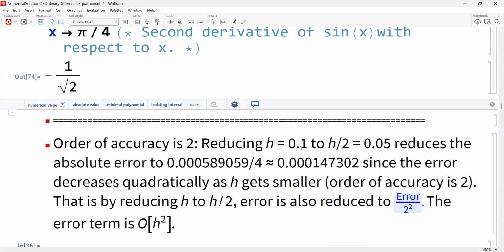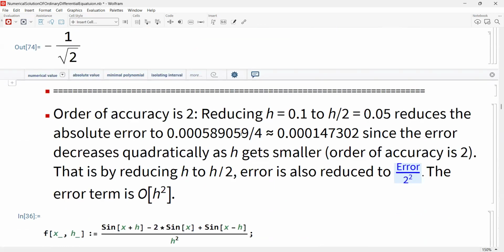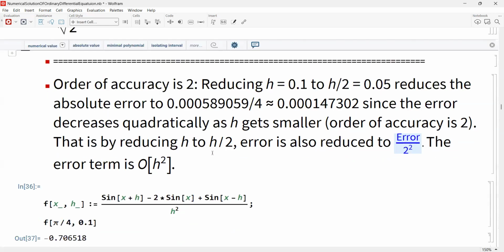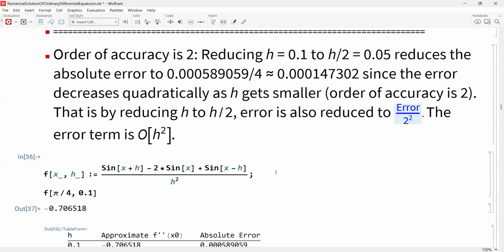So reducing h from 0.1 to h over 2, 0.05, reduces the absolute error from 0.00589059 divided by 4. So this is equal to 0.00147301. Since the error decreases quadratically as h gets smaller, the order of accuracy is 2. So by reducing h to h over 2, the error is also reduced to the error divided by 2 squared, or 4. So the error term here is O(h squared).